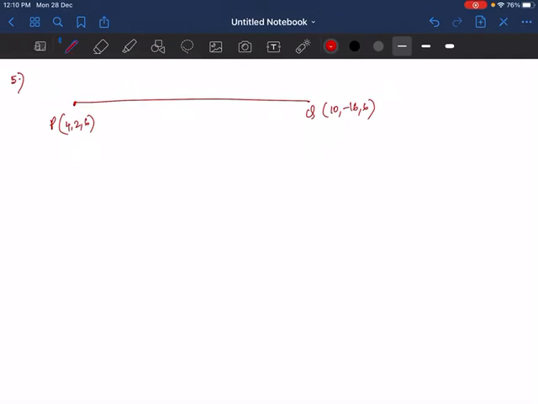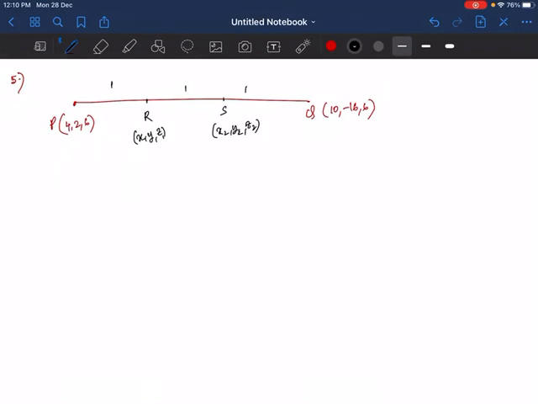So basically we have to find the coordinates of the points which trisect the line segment. Trisects means what? It makes 3 equal parts. So we have here P, Q, R, S. We have to find the coordinates of R and S, which trisect the line joining the points P and Q. So let the coordinate of R be x1, y1, z1, and the coordinate of S be x2, y2, z2. Trisect means the ratio is basically 1 is to 1 is to 1. So the length is same.